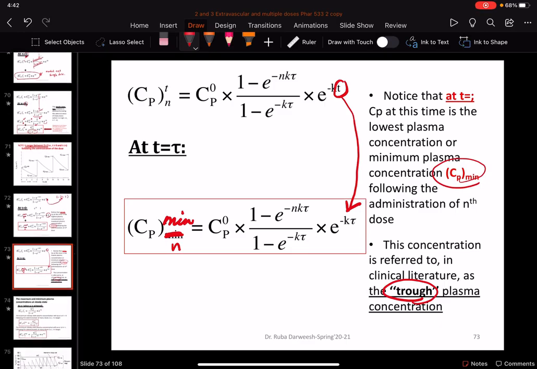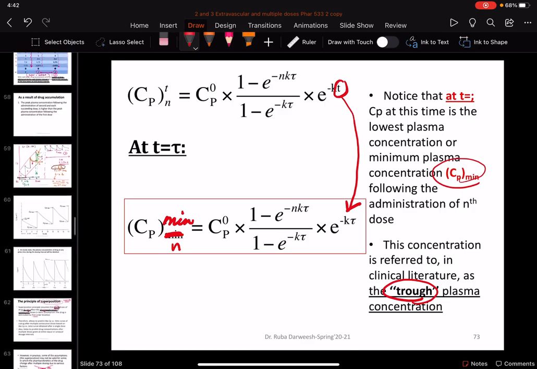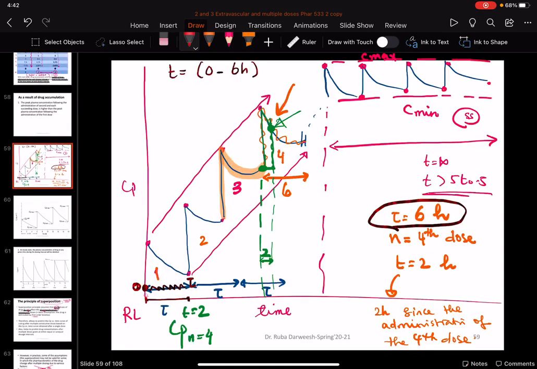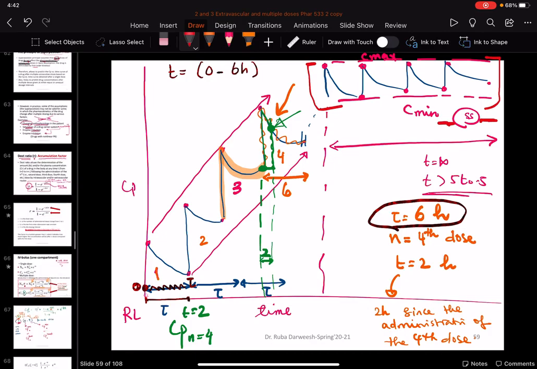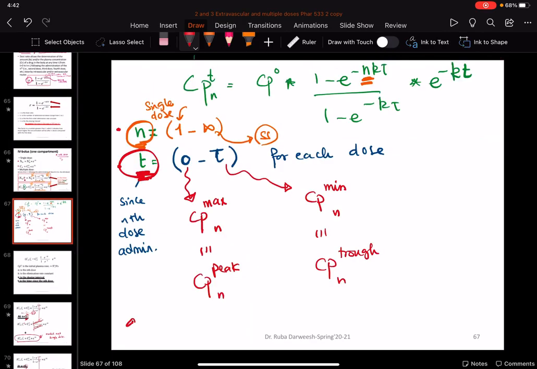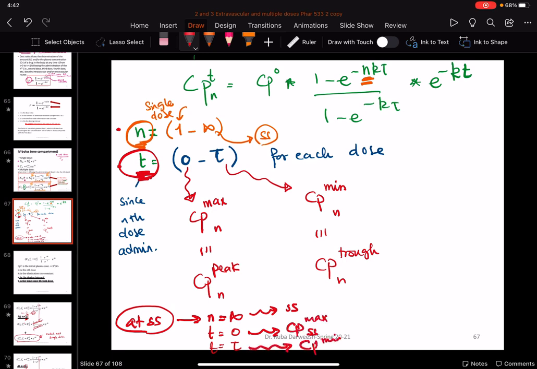And for sure, as we are interested in this stage, which is our what? Steady state, then we know that if we are talking about steady state, then n equals infinity, okay? And we are interested in whether the time is equal to 0 or the time equal to tau. So we are talking about steady state, either CB max at steady state or CB minimum at steady state.